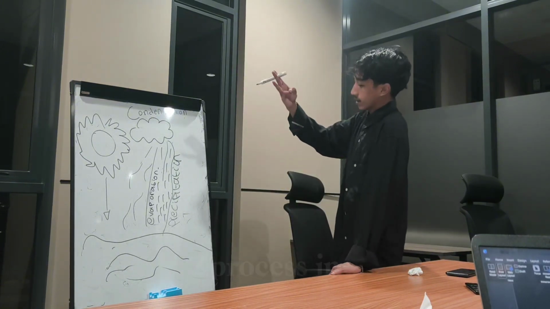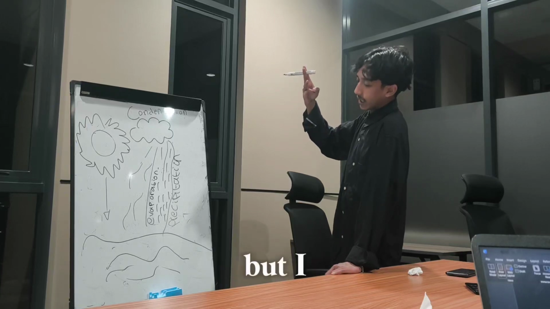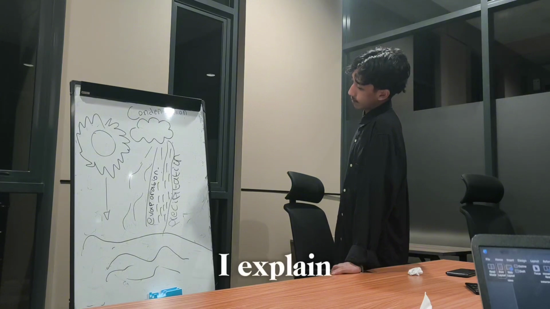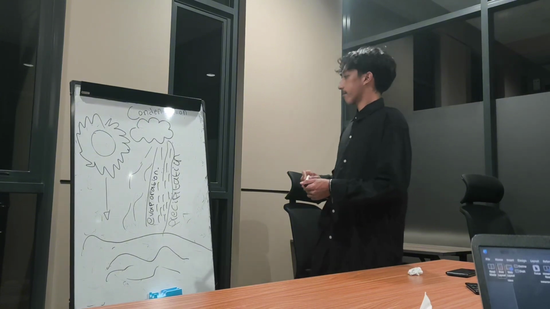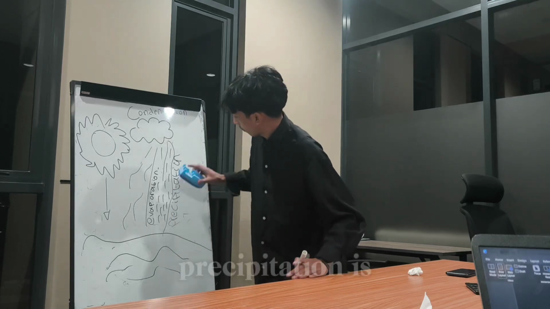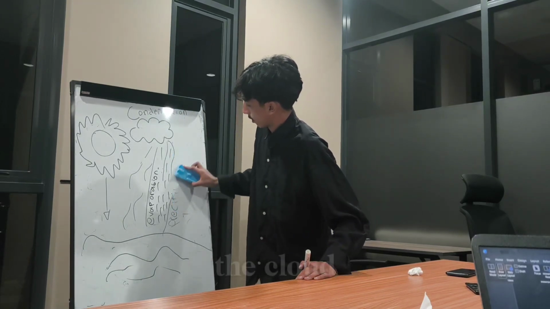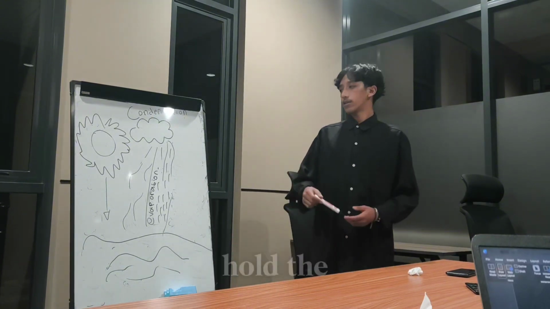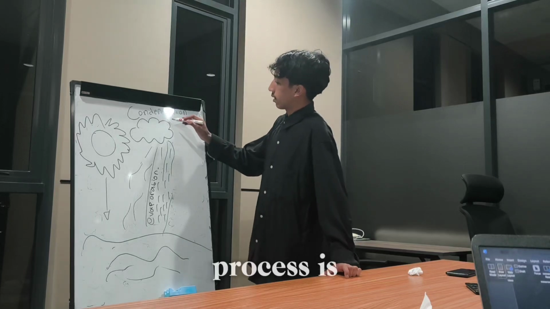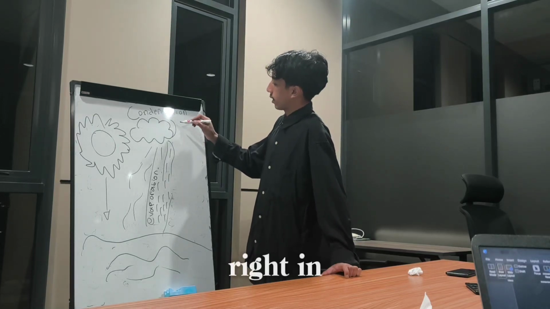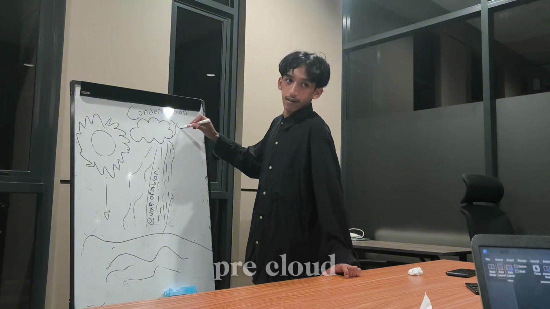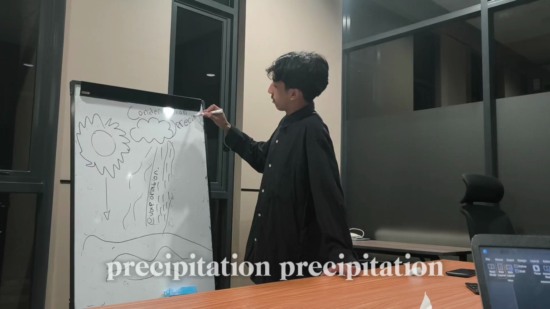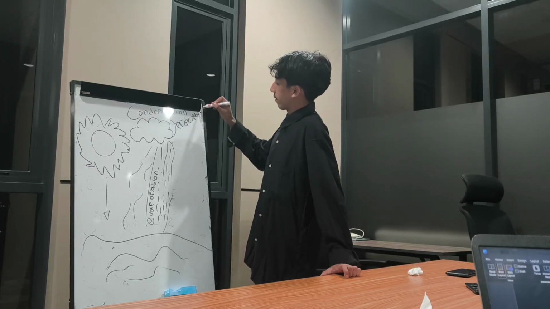And then we have three processes in here, but I think I made a mistake when explaining this process, guys. I'm so sorry. Precipitation is the process when the cloud becomes heavy and cannot hold the water. So the process is right in here. What is that? Cloud. Precipitation.